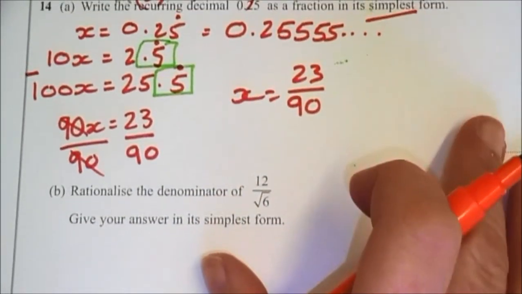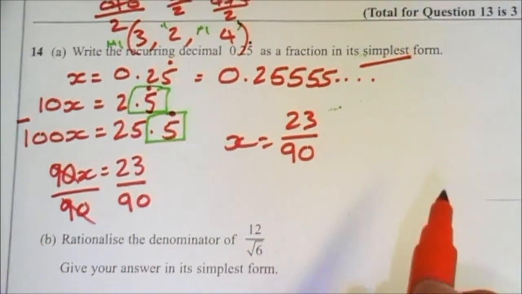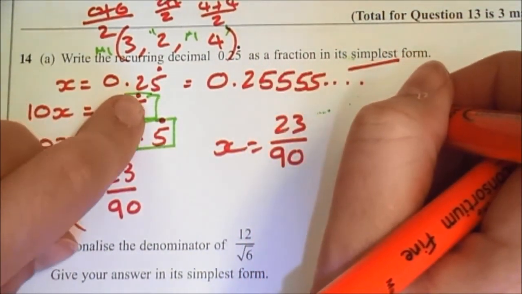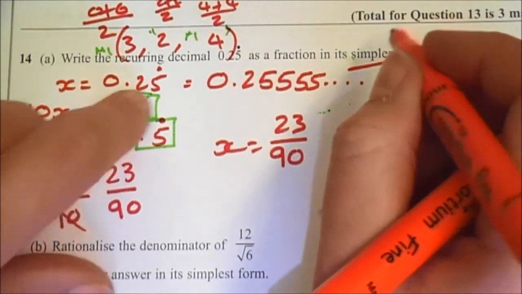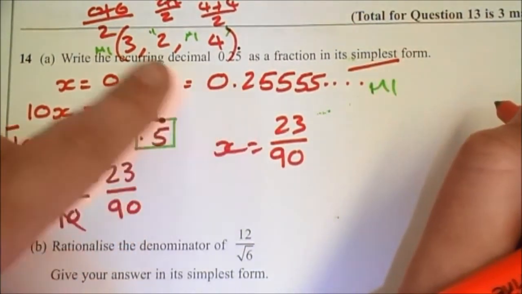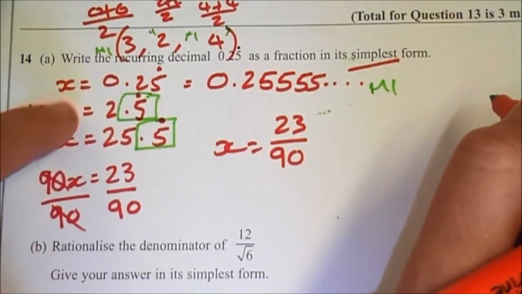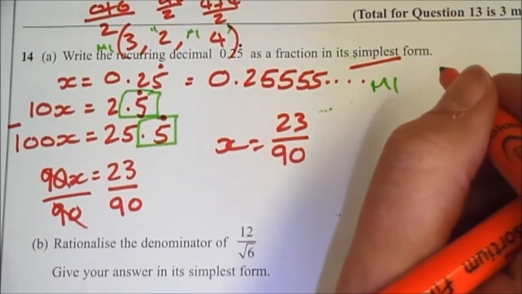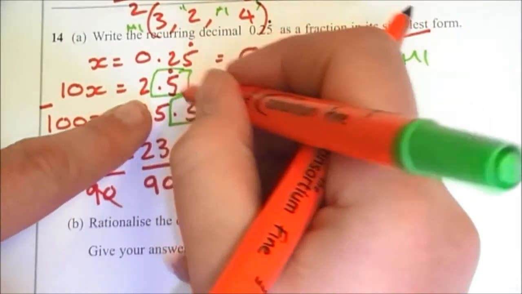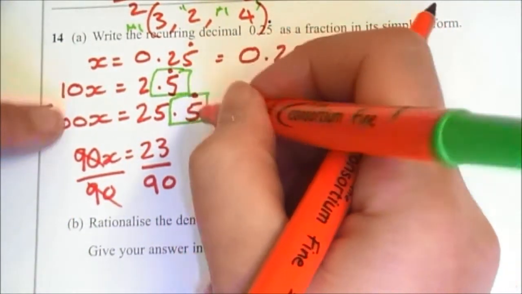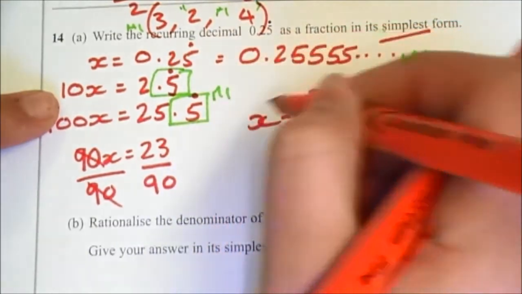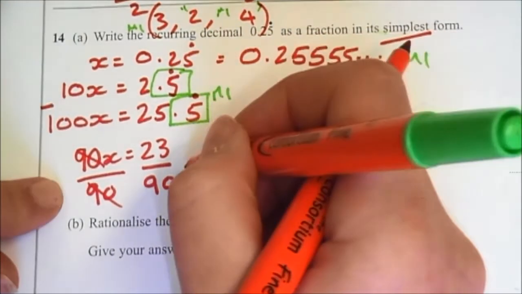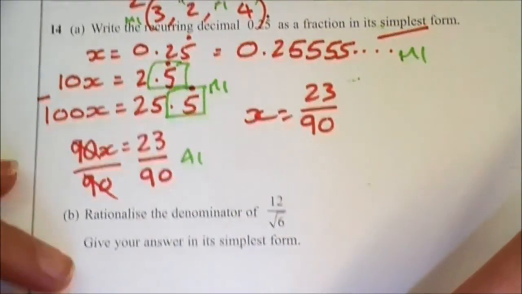That was a 3-mark question. You get 1 mark for actually showing that you know what 0.25 recurring is. You get 1 mark for the correct recurring decimals. So you get 1 mark for identifying the two points where your 5 recurring is isolated, and then you get the third mark for having your answer.